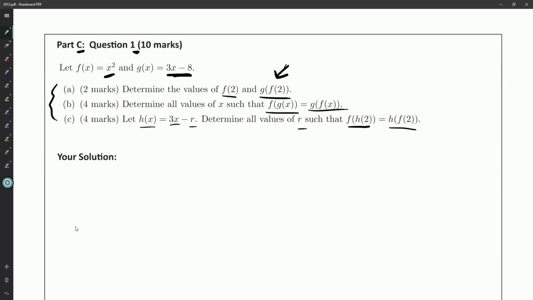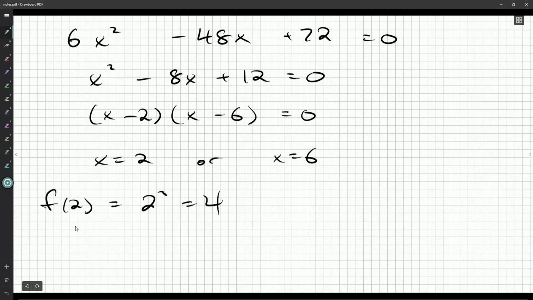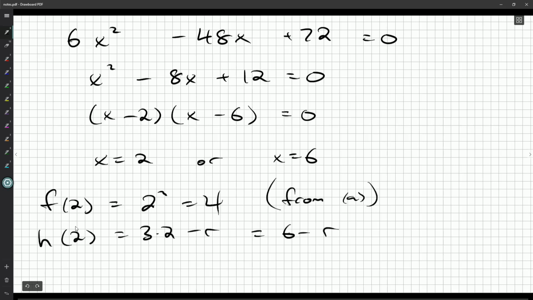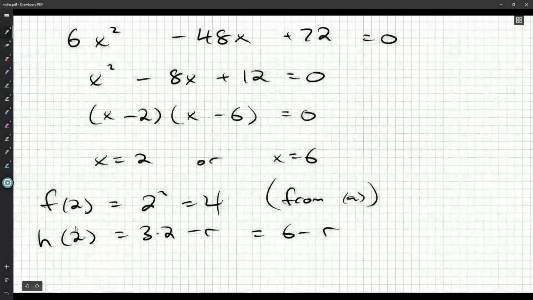h of x is 3x minus r, and now we want to do the exact same thing, but with f of h. And we actually just want f of h of 2. So I know f of 2 is going to be 2 squared, which was 4. That was from A. And we can even write that in if you want to, but it's such a simple calculation, I would just do it all over again. h of 2 is going to be 3 times 2 minus r, or 6 minus r. Did we want r to just be any real number? Yeah, okay, I didn't know if it was going to be an integer.